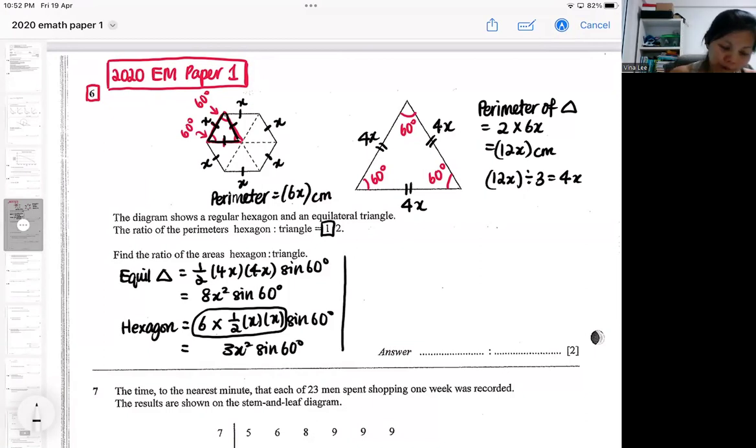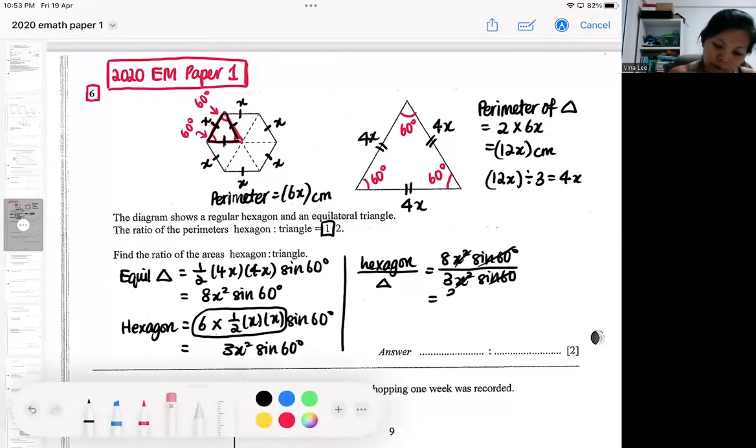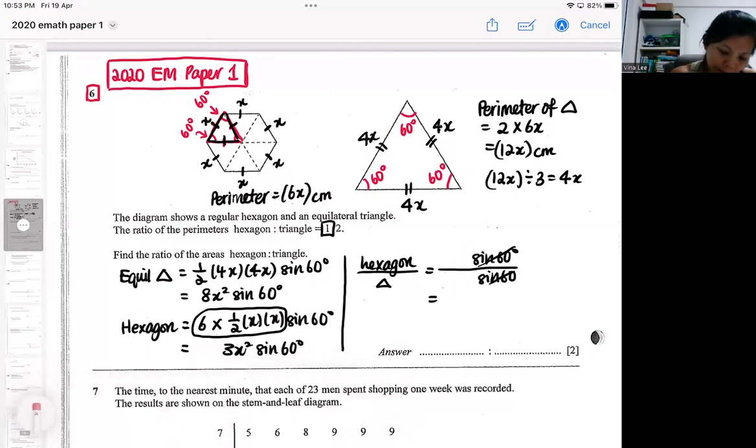Okay, so if I want to find the ratio of the hexagon over the triangle, then it will be 8x squared sine 60 over 3x squared sine 60. From here, there's a lot of cancellation, which will reduce to the ratio. Oh, okay, I think I wrote wrongly. The hexagon is 3x squared. Hexagon is 3x squared. Equilateral triangle is 8x squared. So you do all the cancellation, and the ratio is 3:8.